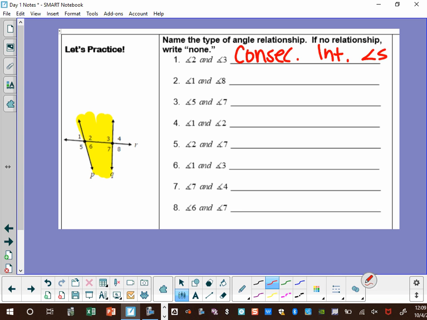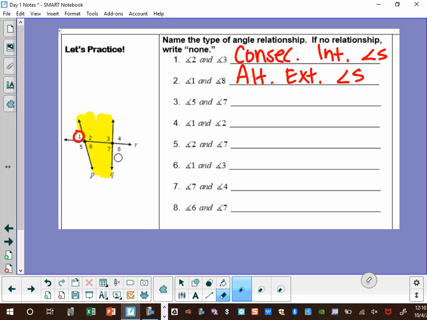What about 1 and 8? They're definitely going to be exterior, right? So which one would that be? Angles 1 and 8, what are those? They're on alternate sides, they're exterior. So they are alternate exterior angles. We just have to study these angle relationships. We're going to do our cheat sheet when you get back from lunch.